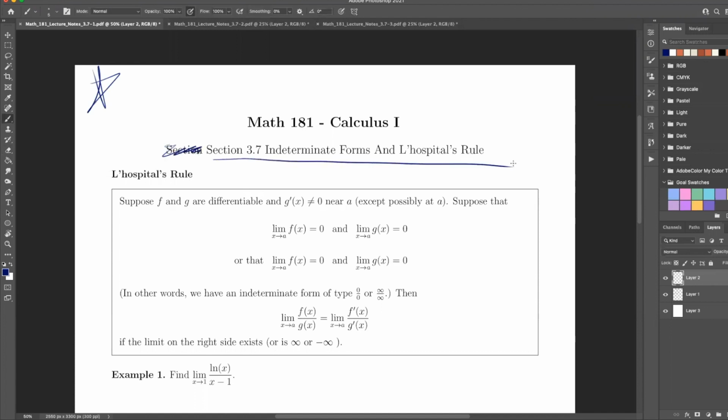So section 3.7, indeterminate forms and L'Hopital's rule. Some of you have been using this already. I've seen you guys use this already. Basically, if you're working with limits and you get any of these many indeterminate forms, we'll go over each one of them, it's a way of saying you can use derivatives in order to figure this out.